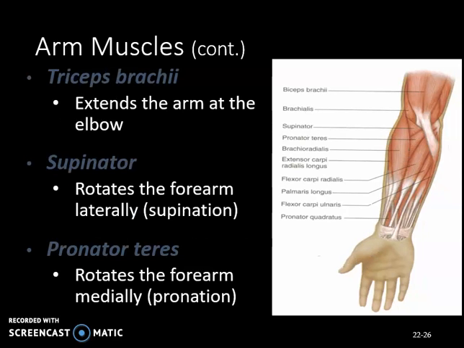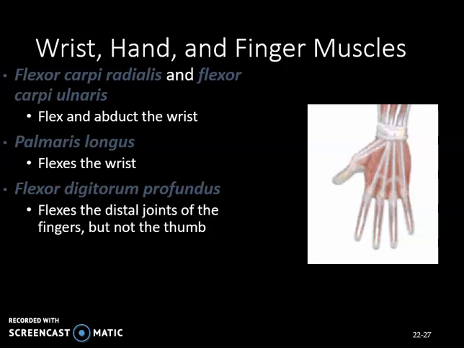All right. Triceps brachii is the last one that I want you to know for the arm muscles. And that is, of course, an antagonist to the biceps muscle. Wrist, hand, and finger, although there are a lot of them, I'm not going to have you know for the test. It's just kind of hard to get them on the test and memorize those.